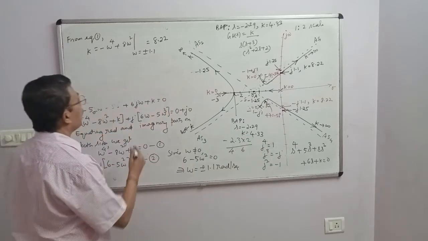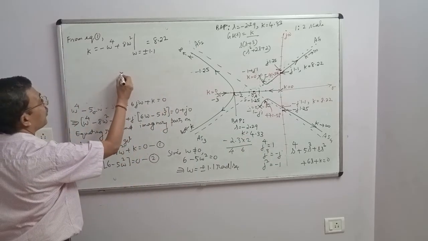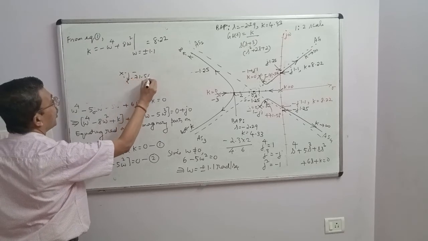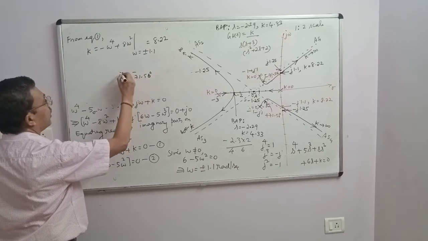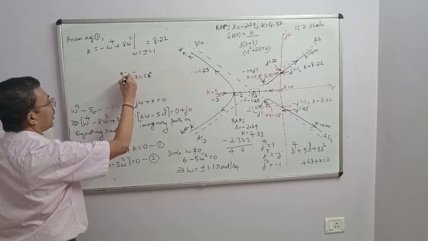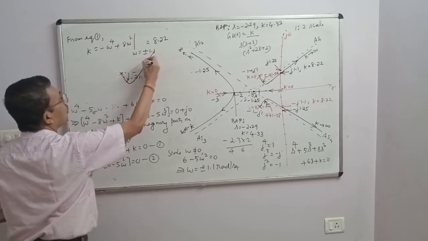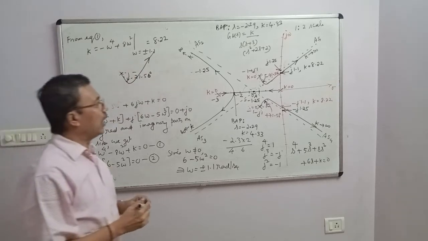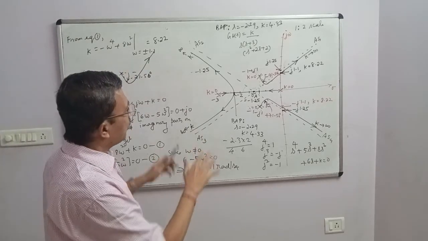The angle of departure, how to draw it? Let us say this is the pole. Draw a line at minus 71.56 degrees. Take the branch along that line and then take it parallel to the asymptote. That is how it is drawn. In the previous problem also I have explained. So this is the complete problem.